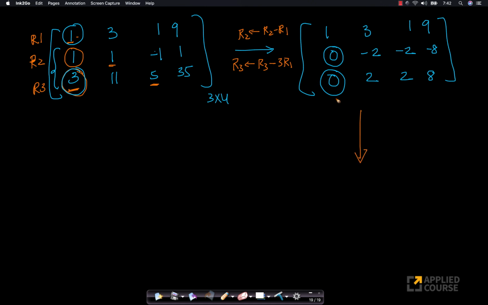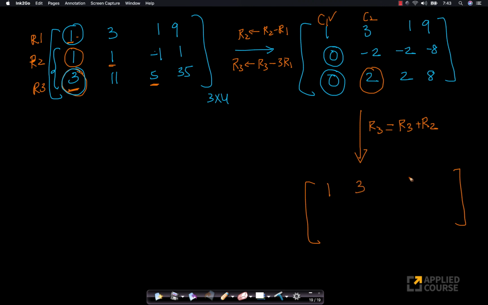In the next step, I'll go to column 2. My column 1 is done. Now if you notice, column 1 has two zeros. So for column 2, I want to make this 0. What row operation can I perform to make this 0? Can I write it as row 3 equals row 3 plus row 2? If I make row 3 as row 3 plus row 2, 2 plus minus 2 will become 0.